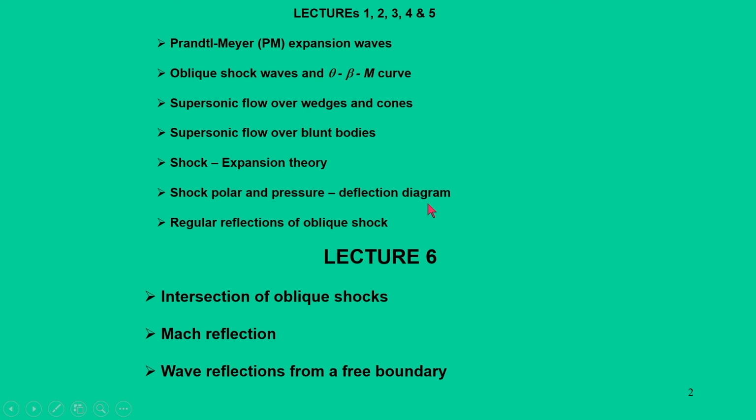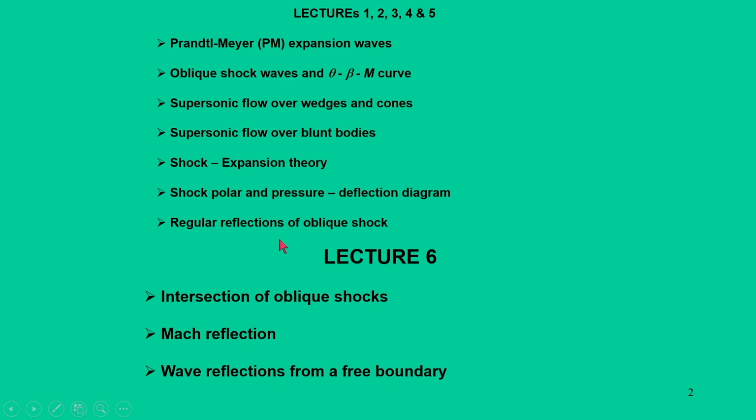This is another method in which oblique shock waves can be represented graphically, in addition to the theta-beta-M curve. And one particular case was demonstrated with respect to the pressure deflection diagram for regular reflections of oblique shocks. This is one such common phenomenon whose occurrence is seen in many applications. And for some other occurrences of oblique shocks, we can have intersection of oblique shocks, we can have a situation of Mach reflections, we can have a situation of wave reflections from a free boundary.